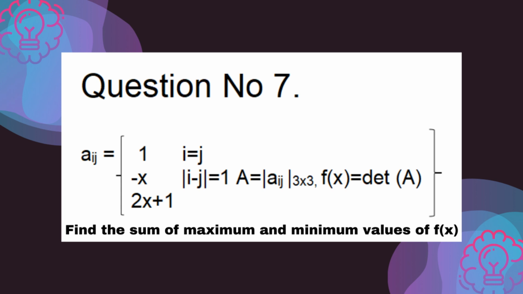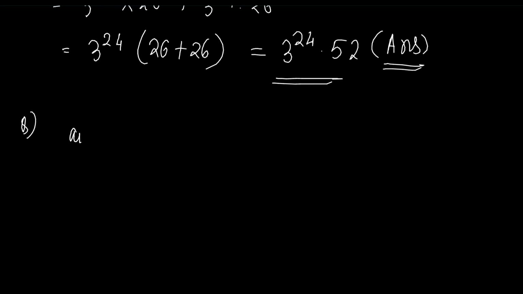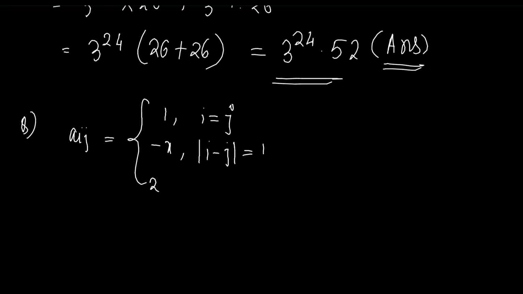It is here given that Aij, suppose this is a determinant, suppose it is given that the functions are of this type. So Aij is 1 when i equals j, minus x when mod of i minus j is equal to 1, and 2x plus 1 otherwise. Very simple, just see.